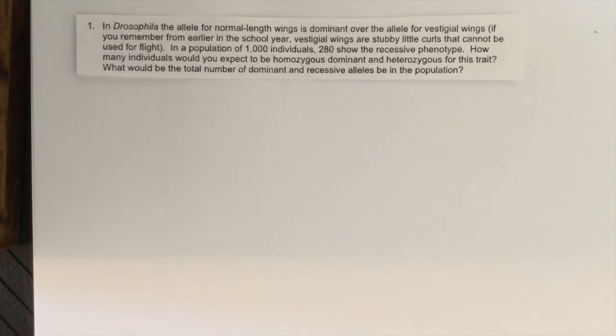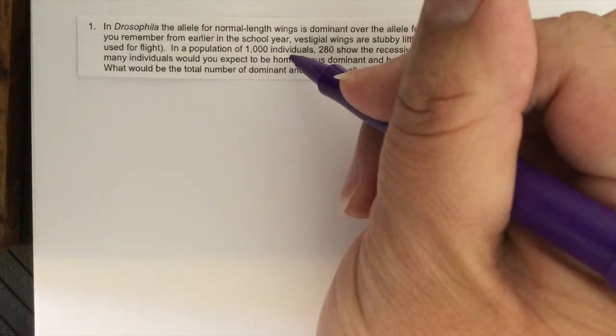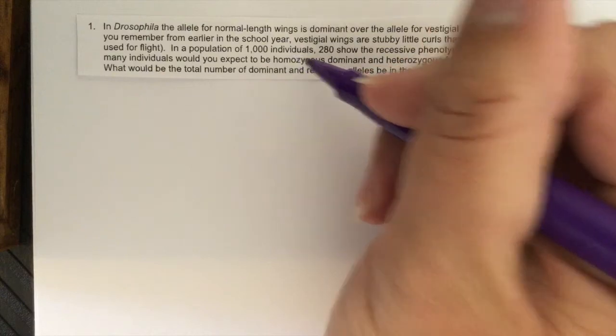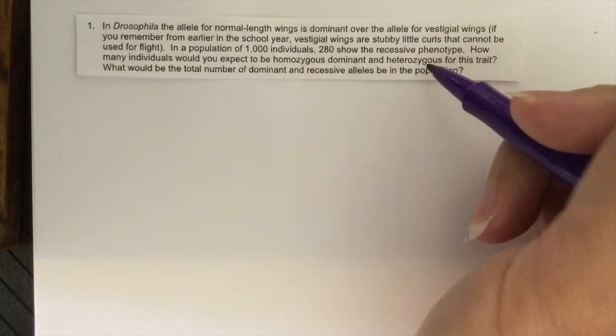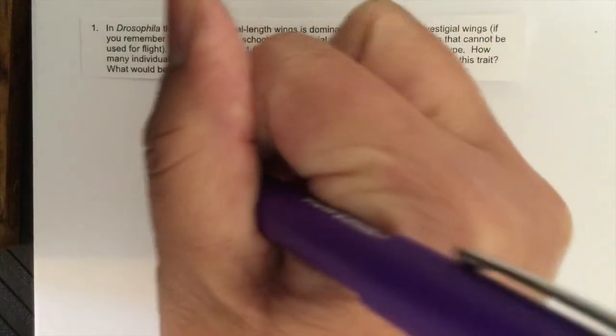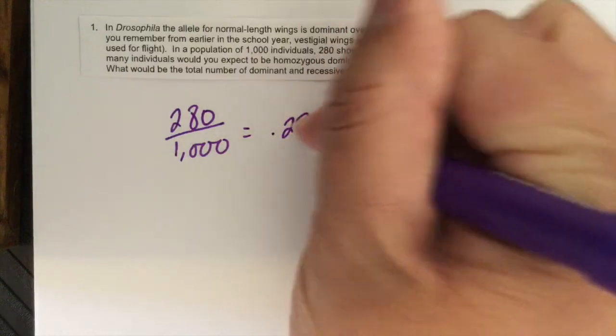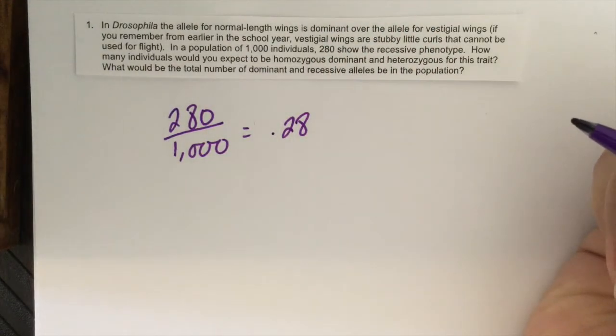So this is asking for 2 things. It's asking for our genotypic frequencies, so homozygous dominant and heterozygous, and it's also asking for our allelic frequencies, so our dominant and recessive alleles. What it does give us is that there are 1,000 individuals in the population, and 280 show the recessive phenotype. So that means 280 out of 1,000, which equals 0.28, are going to be homozygous recessive.